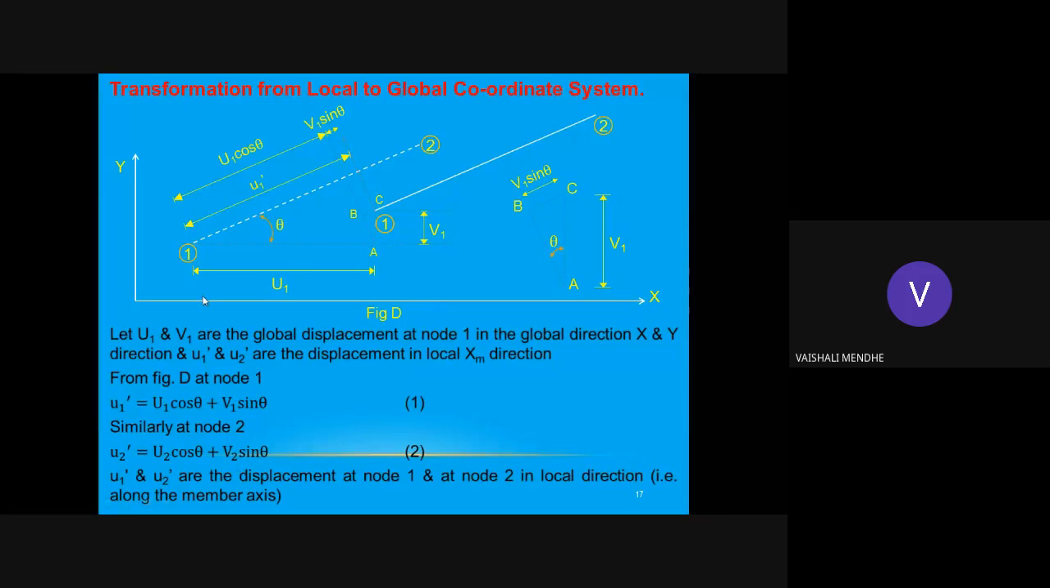Now here you can see in this figure, this is again the member 1 we have considered for the derivation. The dotted line you can see here, this is the member 1. And this figure shows you the deformed shape of the member. This dotted line shows you the position of that member before deformation.